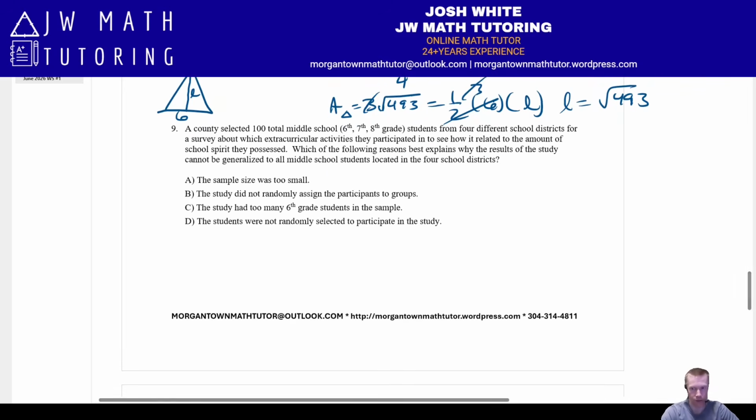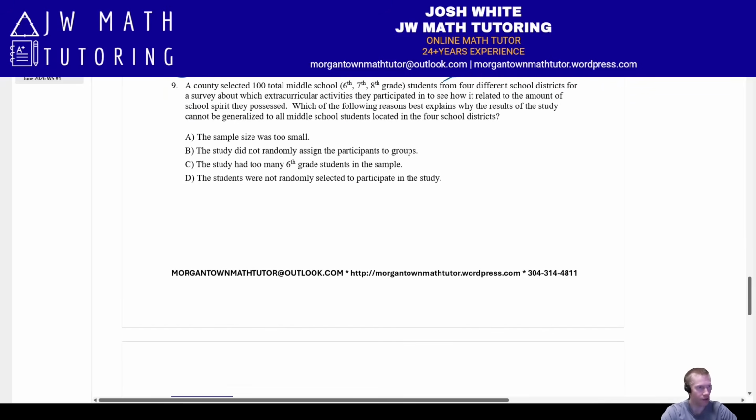All right, next up, question number 9. Here we have one about survey design and generalization of results. This problem is a little bit different than some of the other ones that we've seen, because this one is basically asking you for a reason, like say why this study cannot be generalized, in this case to all the middle school students located in the four school districts from which the 100 students that participated in the survey were chosen.